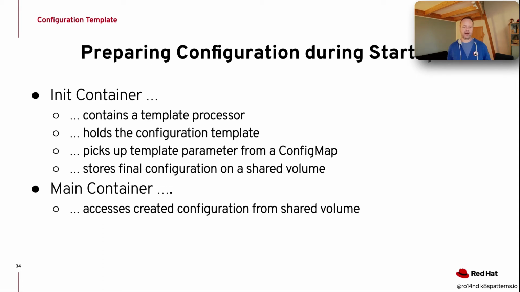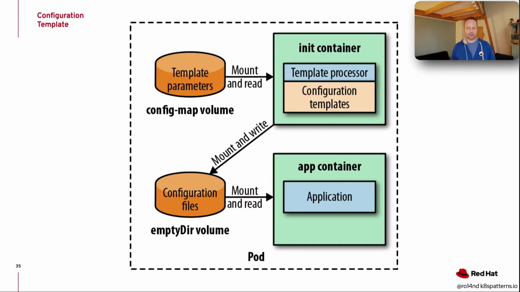And what the main container just does, it picks up this already processed configuration data and uses it for itself. A good example here could be JBoss or Wildfly, which is a Java EE application server. And here you see it graphically, so you have a template processor, you have the configuration templates. The template processor would mount your config map as a volume, take the templates which are coming directly from the init container's image, process them, and create the processed configuration file. Your main application just mounts and reads the configuration.